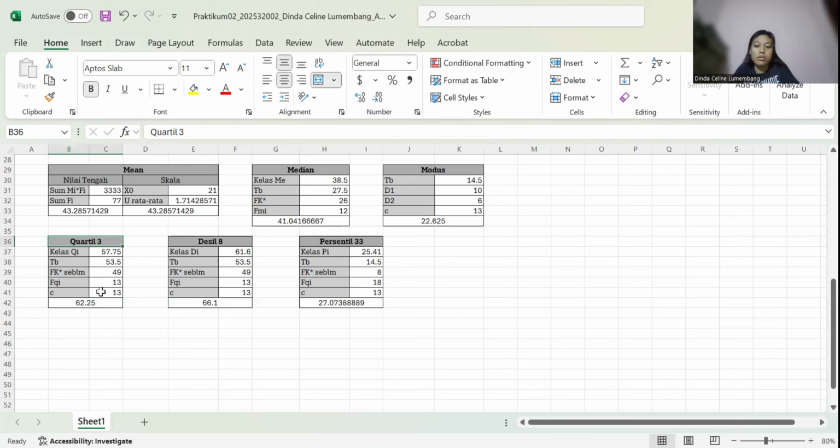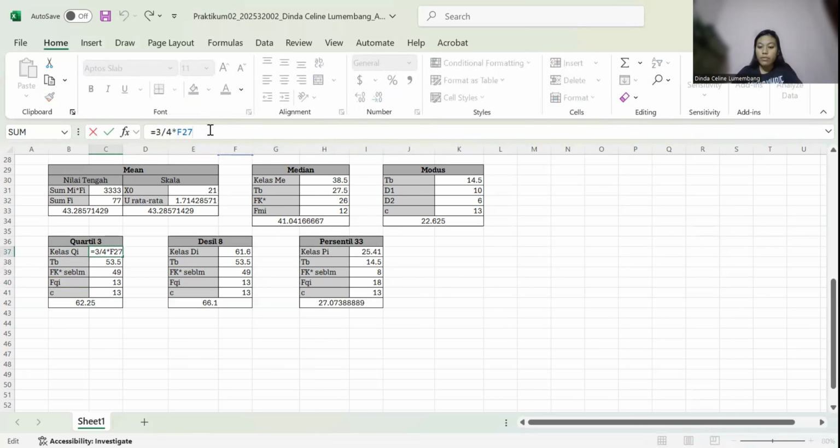The next is quartile. To find the quartile value, where I was assigned to find the value of the third quartile, we have to find the value of the quartile class, the lower edge, the frequency before, and the frequency. For the quartile class value, this is obtained by multiplying 3 quarters by the value of n, where 33 is the value of the third quartile.